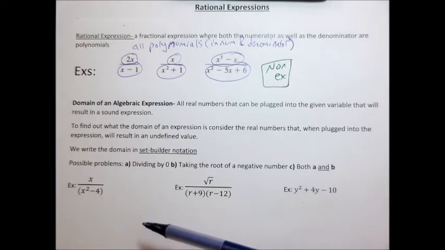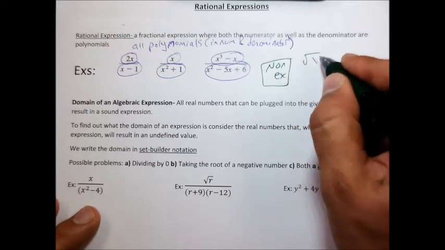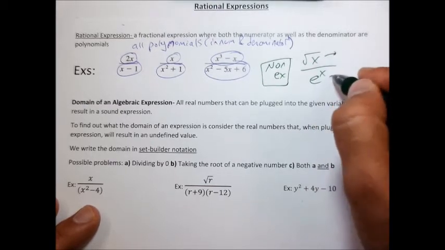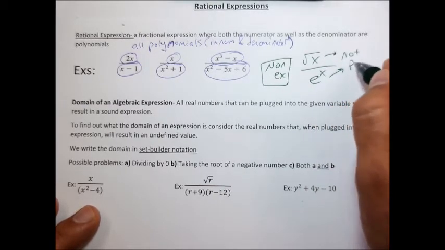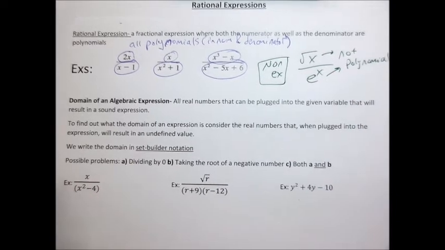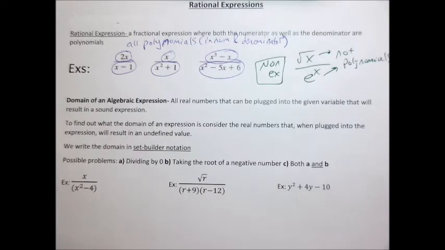And so any sort of fraction that doesn't have a whole-powered positive exponent is a non-example. So for example, square root of x doesn't work, divided by e to the x. Neither of those things are polynomials. And so we can't say that those are rational expressions. A rational expression is more of a vocab thing. It just means that everything in the numerator and the denominator is a polynomial. Okay. Questions about that at all?